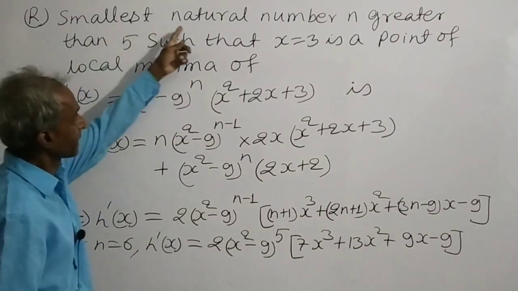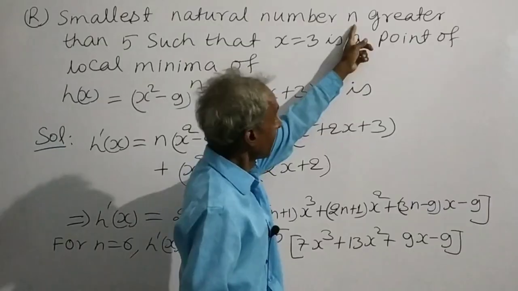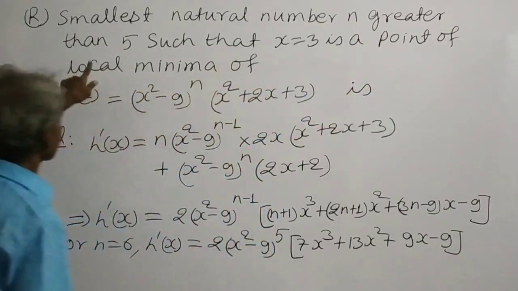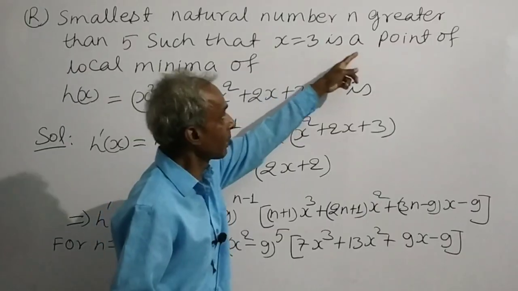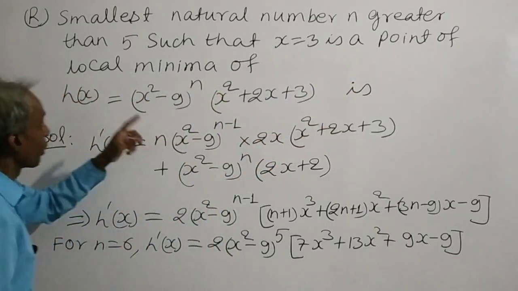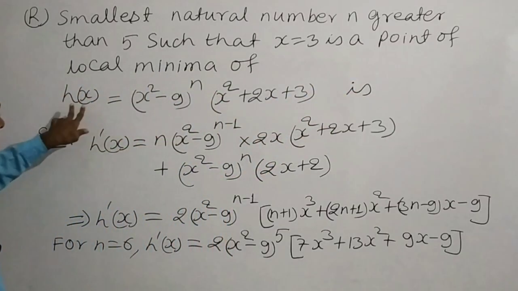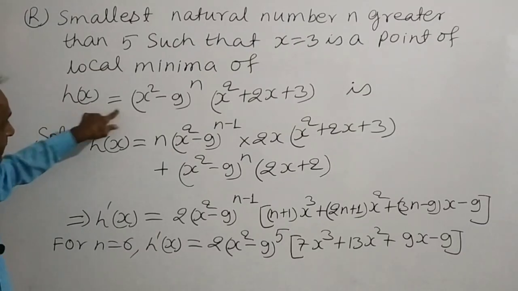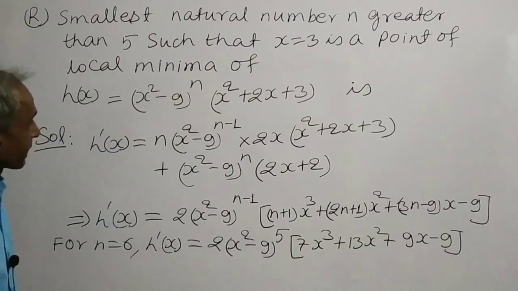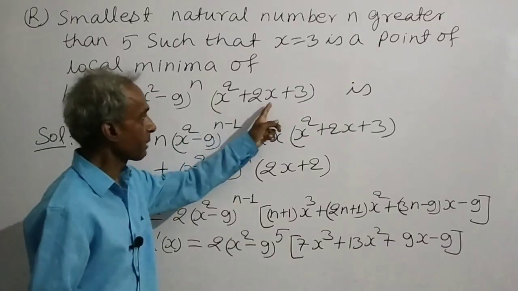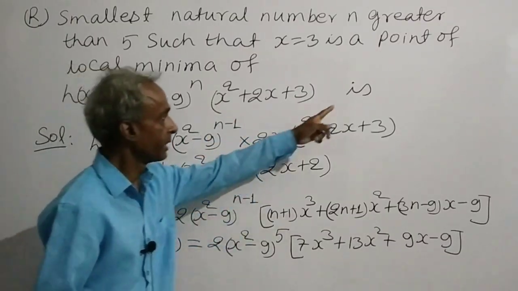A smallest natural number n, which is greater than 5, such that x equal to 3 is a point of local minima of the function h(x) is equal to (x² − 9)^n (x² + 2x + 3).